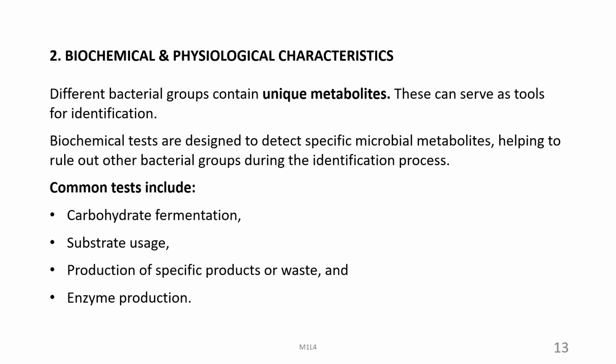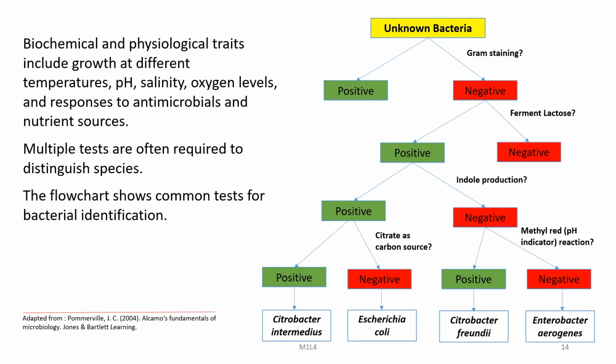Biochemical tests are designed to detect specific microbial metabolites, helping to rule out other bacterial groups during the identification process. Common tests are carbohydrate fermentation, substrate usage, production of specific products or wastes, and enzyme production, to name a few. So, here we can see one example of an unknown bacterium which is given to us as a sample. So, we go for gram staining.